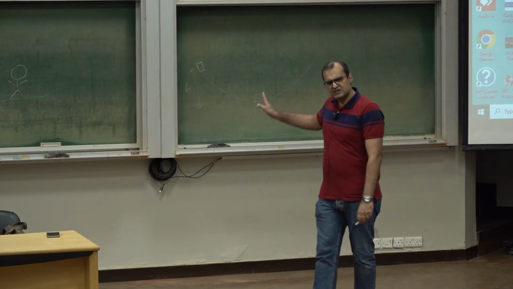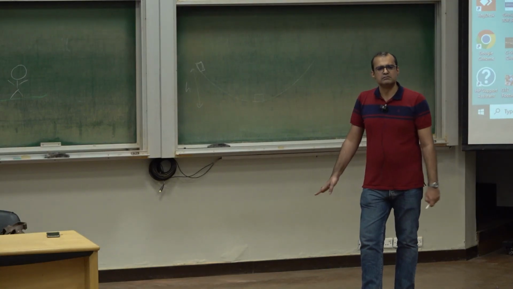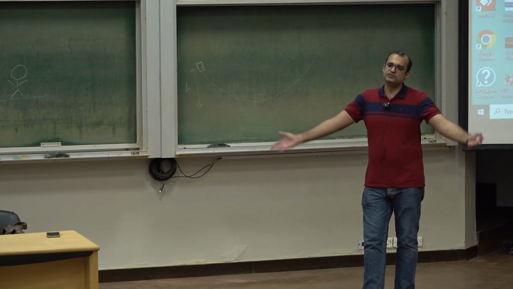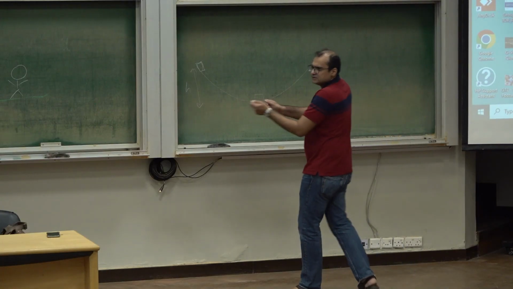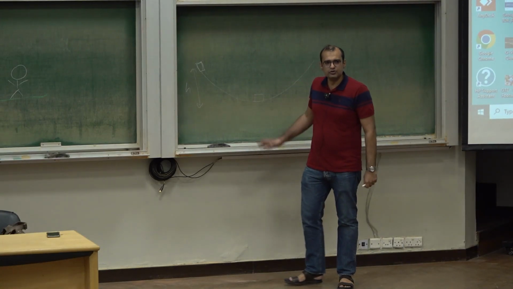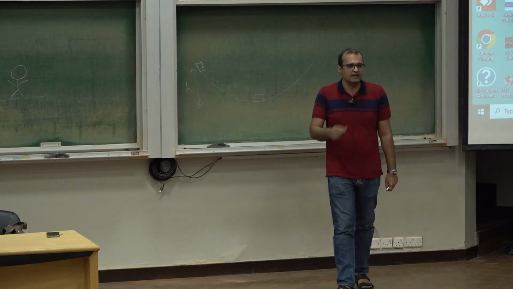What's the torque about this axis? How do you find that out? Again, you draw a vector that joins the point about which you are calculating the torque. And why are we calculating the torque about this point?